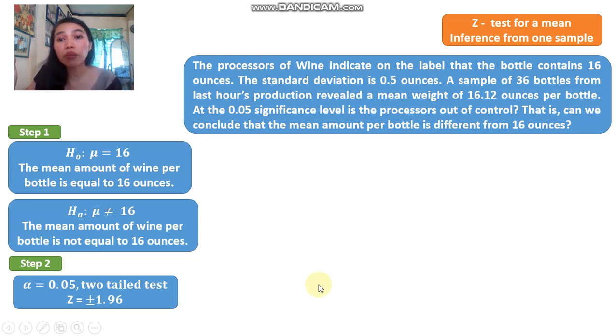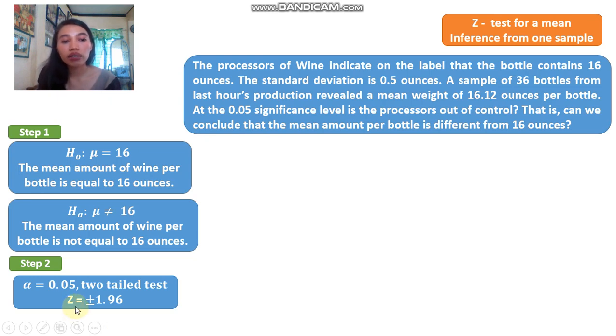Unlike other problems, where it is indicated that the amount per bottle is more than or greater than 16, that is a one-tailed test. But in this case, it is not specified if it's greater than or less than. It is different, so it could be less than or greater than. Either way, it is still different from 16 ounces. So it is a two-tailed test.